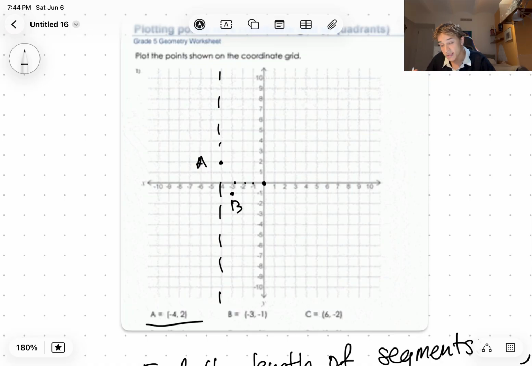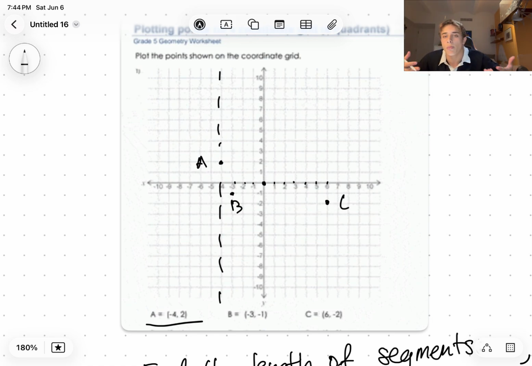And the last one is going to be C, 6, comma, negative 2. So now we're going to actually have to go to the right because 6 is positive. So it's going to be 1, 2, 3, 4, 5, 6. And then we're going to have to go 2 down because it's negative 2. So this right here would be 6, negative 2.